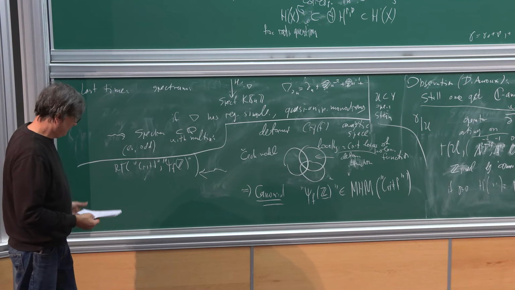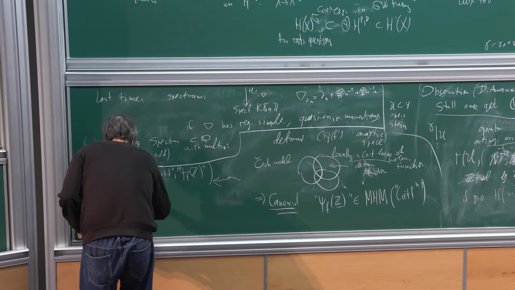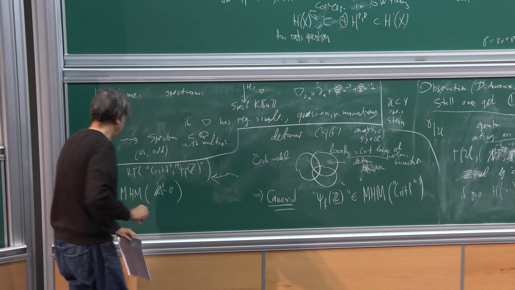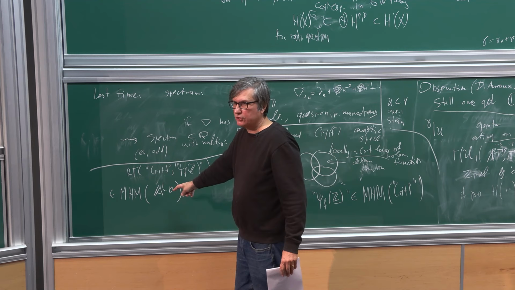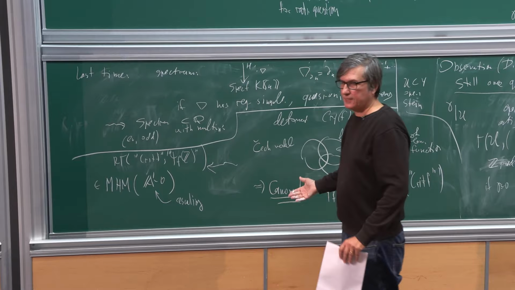You get a mixed Hodge structure, but in fact you get a mixed Hodge structure on G_m, that is, A^1 minus 0, or you get a mixed Hodge module on the affine line minus zero, responsible for a scaling function. It's usual when you consider vanishing cycles: you can rescale the function and automatically get an extra parameter.